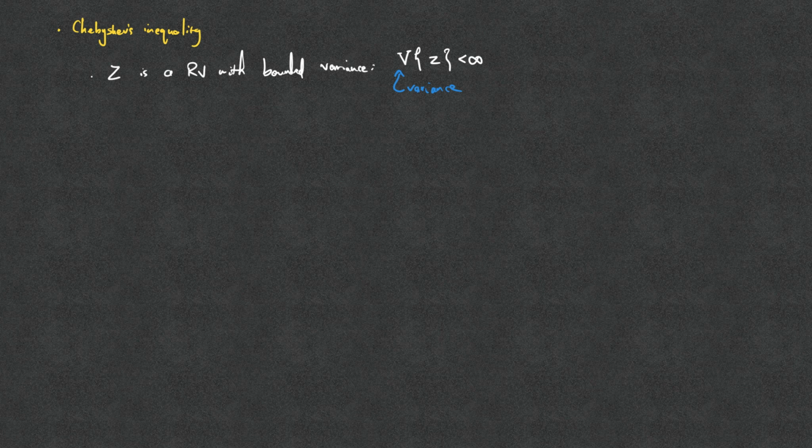The second thing that we want to talk about is Chebyshev's inequality. Consider z being a random variable, and consider that the variance of z is bounded, meaning that if v is the variance of z, v is less than infinity.